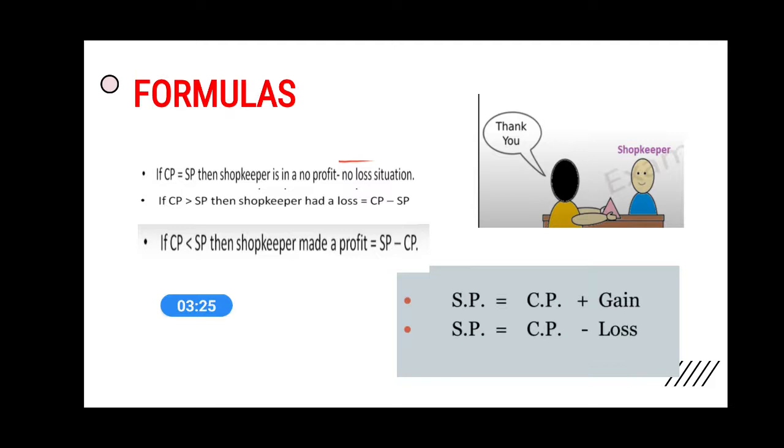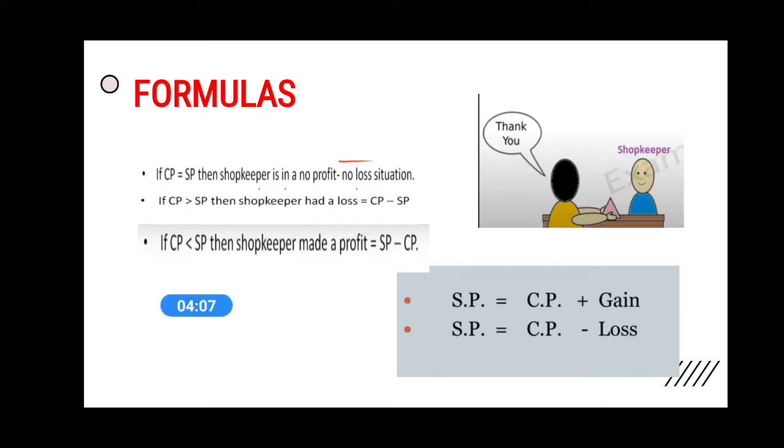Now how will you come to know whether a person is having loss or profit? For that, you firstly need to find out the cost price and selling price. For example, this person is purchasing something from the shopkeeper, and the cost price is the price on which the shopkeeper has purchased the thing. If the cost price is equal to the selling price, जितने पे उसने परचेज किया उतना ही उसने selling price के दे दिया, then the shopkeeper is in a no profit no loss situation.